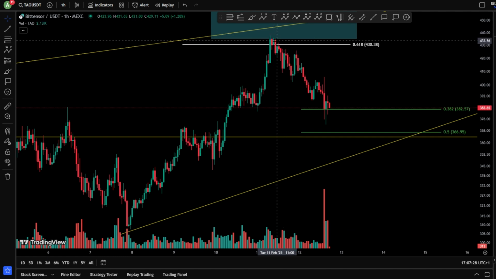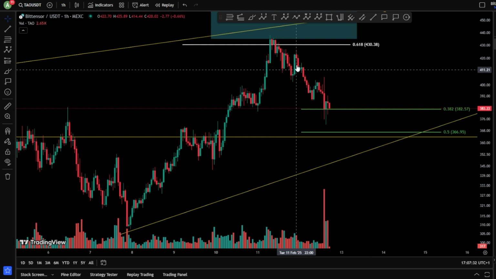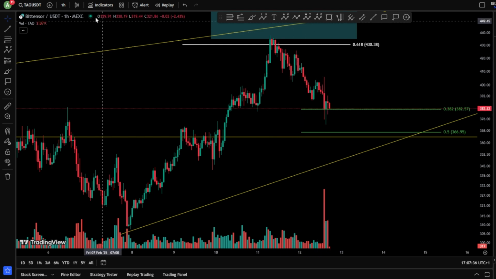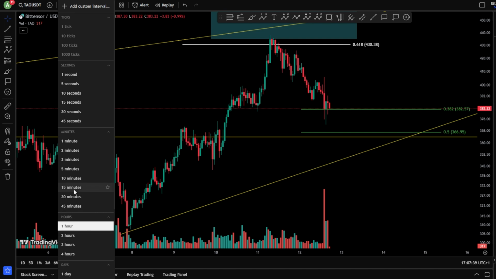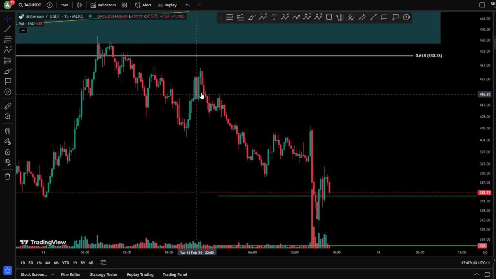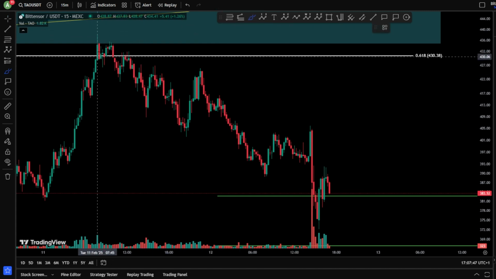As you can see, we have probably here a leading diagonal, 1, 2, 3, 4 and a 5, that looks a little bit impulsive. Let's move to the 15-minute chart. Well, a lot of choppiness here. I'm not sure if we can, no, it's not possible to count an impulse here.